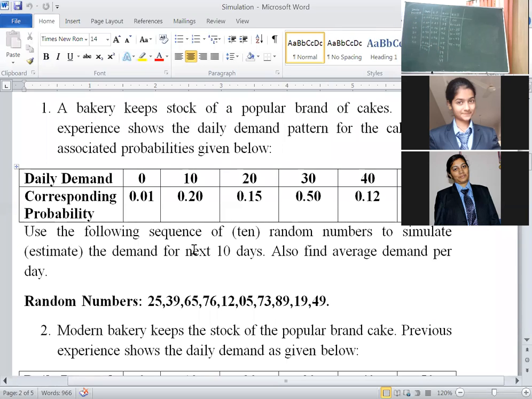Again, I am repeating this. They will give daily demand. The corresponding probability they will give in the final examination. Then find out this. This is nothing but frequency. Total frequency is 1. Right now, calculate cumulative probability. The first class interval remains as it is, that is 0.01. Next, 0.01 plus 0.20 is 0.21, plus 0.15 is 0.36, plus 0.50 is 0.86. Like that you have to calculate, then you will get this value as 1. You have to verify whether it is mapping with this.